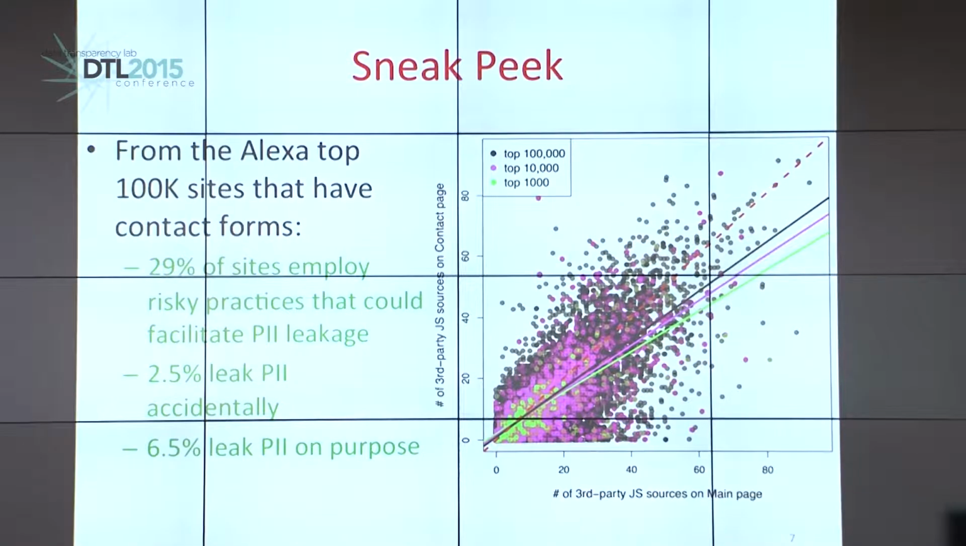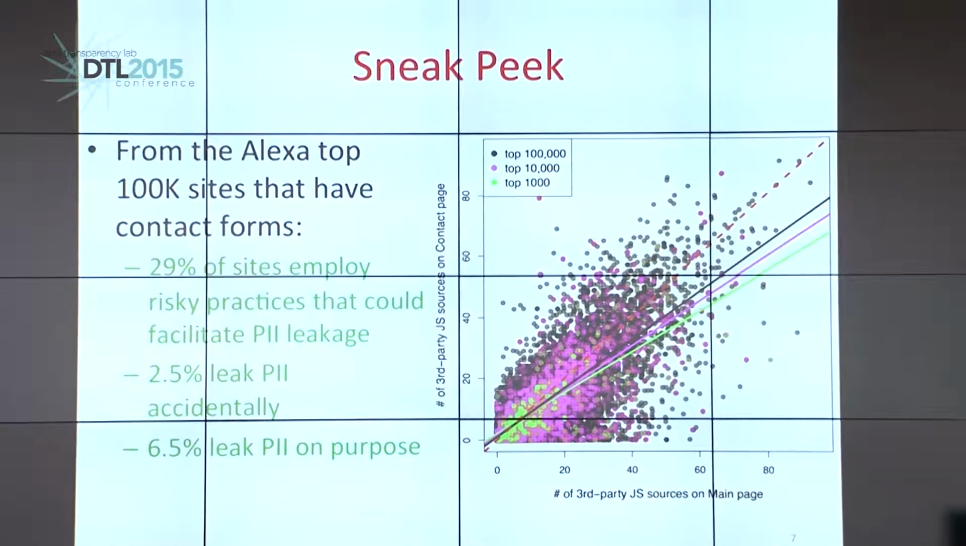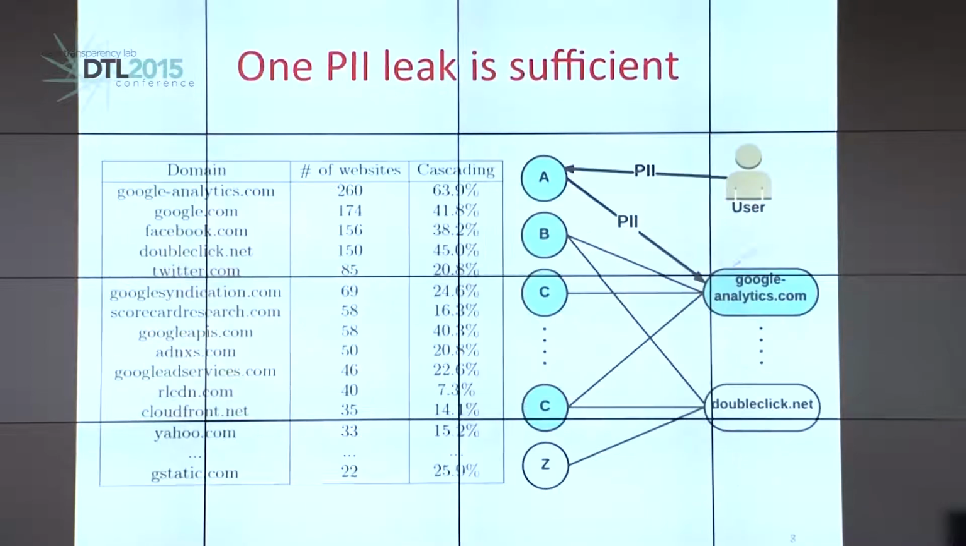The second result was that 2.5% of the forms that we discovered leak PII accidentally. This typically means you have a form that is misimplemented, typically using GET instead of POST. I can tell you about the details. And 6.5% leak PII on purpose. So there is a danger that when you see this 2.5%, you're thinking that this is a non-problem, right? Oh, we're just going to fix 2.5% of the web and we're done. And I want to convince you that this is really far from the truth.